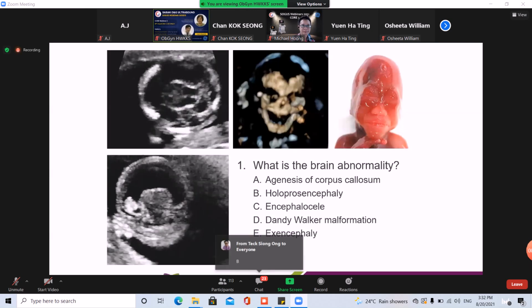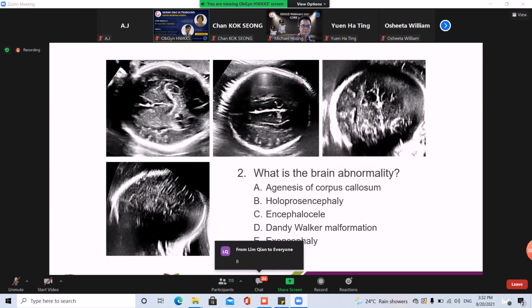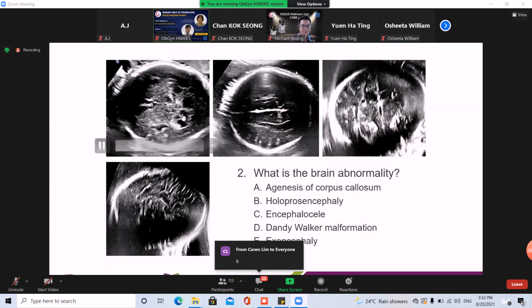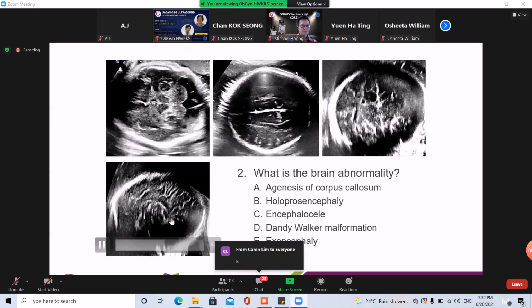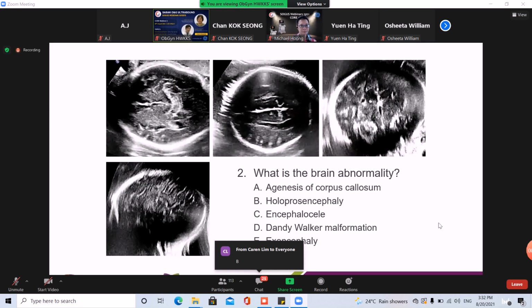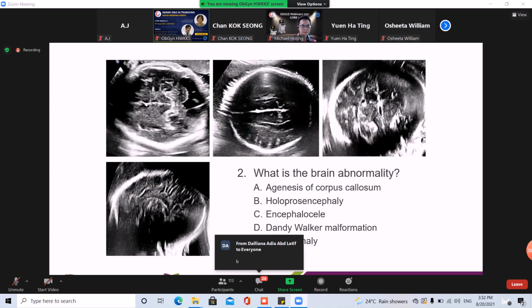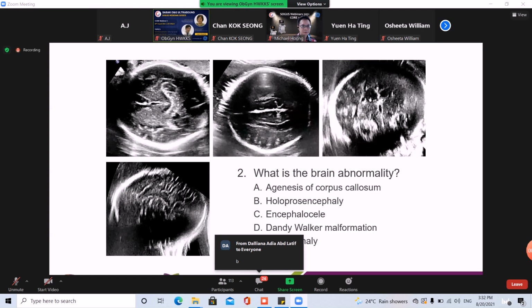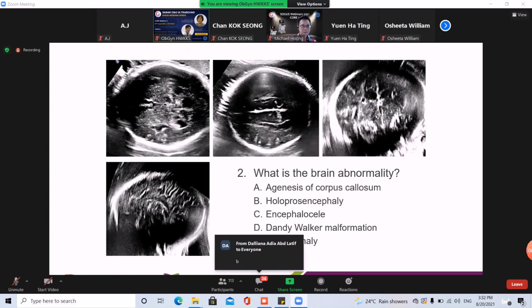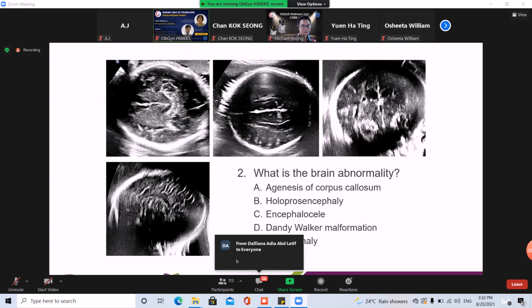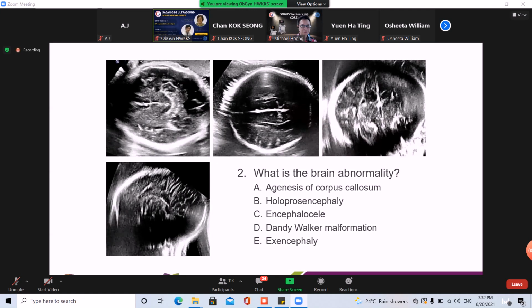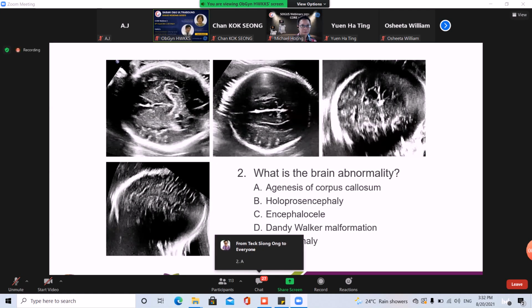So the next one. This is the transverse plane. This is the coronal plane. This is the mid-sagittal plane. What is the abnormality? So A, B, C, D, E, you just write down the answer. Better, don't just write A, B, C, D, E, you write the whole name.